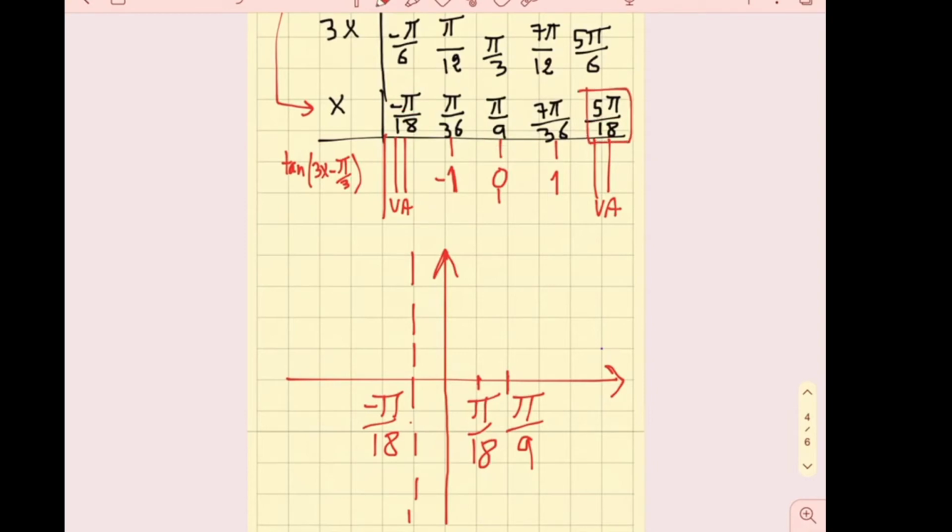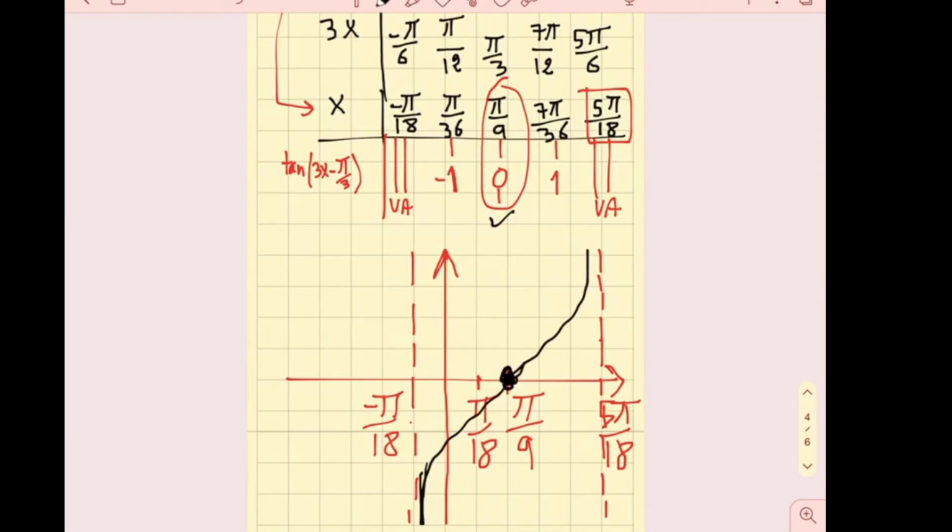Now I need to draw the other vertical asymptote. I go 5 steps, 5 times pi over 18, to get my asymptote at 5 pi over 18. This is the second asymptote. Intersection at pi over 9, because we have 0 there. Tangent 0, and we sketch. We just join and we get the graph.